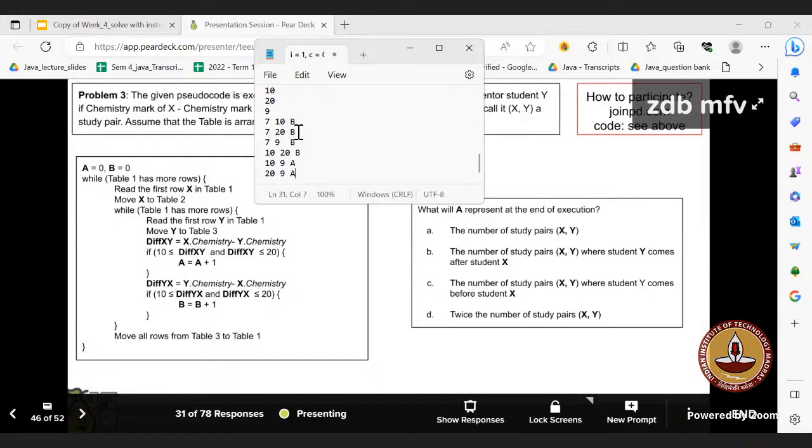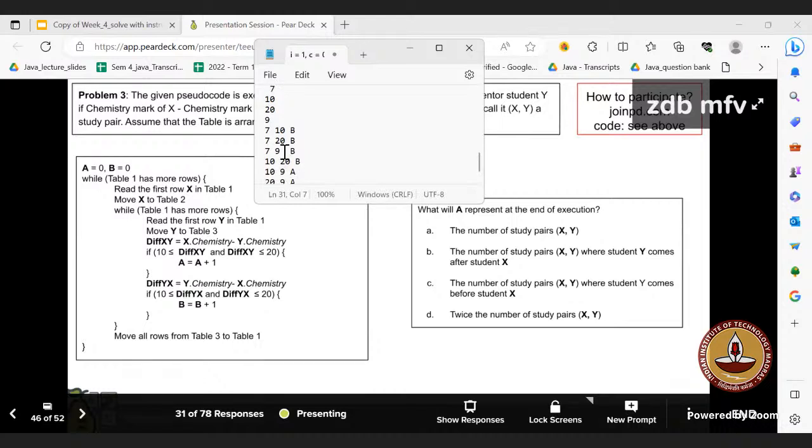But where now you can see, if you're counting them as a pair, you are incrementing A here. So you can see 10, 9. So only for 10, 9 it is getting incremented. Only for 20, 9 A is getting incremented. So what does it mean? Where y comes after student x. Does it make sense for you now? Yes, ma'am. So here, what is coming first? 10 is coming first, then 9. And 20 is coming first, then 9. Then only you are counting it as a pair, no?